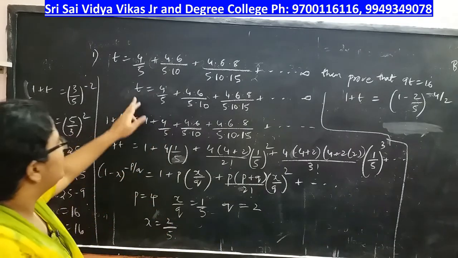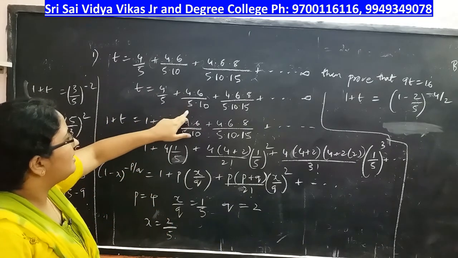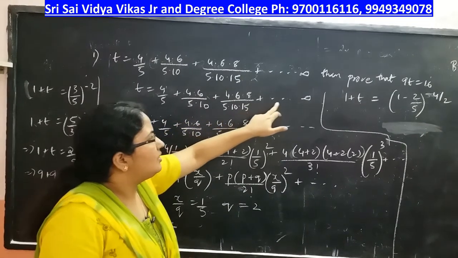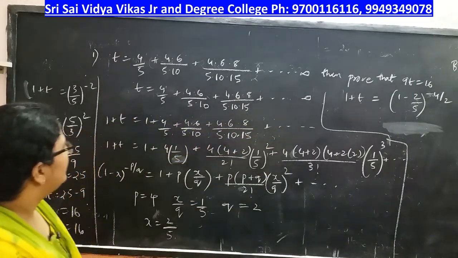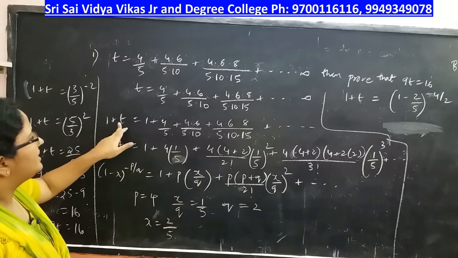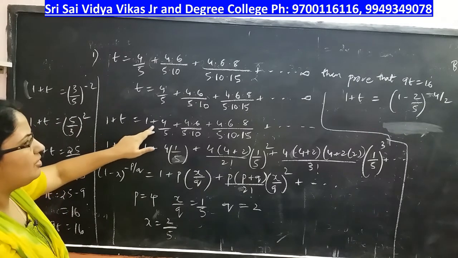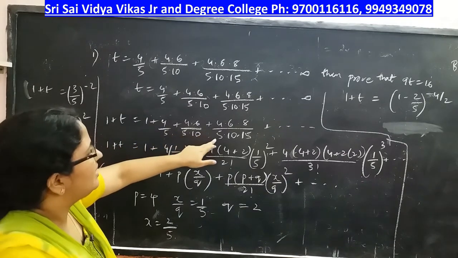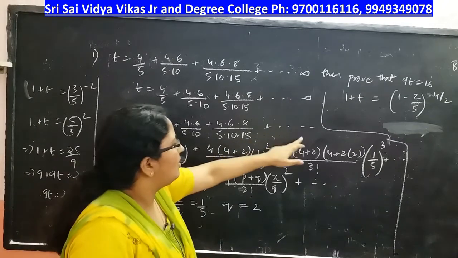16. Now t is equal to 4 by 5 plus 4 into 6 by 5 into 10 plus 4 into 6 into 8 by 5 into 10 into 15 plus so on till infinity. Add 1 on both sides. 1 plus t is equal to 1 plus 4 by 5 plus 4 into 6 by 5 into 10 plus 4 into 6 into 8 by 5 into 10 into 15 plus so on.